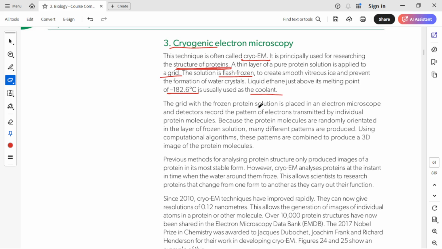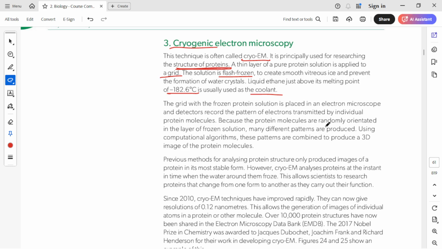Now the grid with frozen protein solution is placed on the electron microscope. After the proteins have been frozen, they are kept under the microscope, and detectors record the pattern of electrons transmitted by the individual protein molecules. Because this process is done very suddenly, all of the proteins will be oriented in different structures.